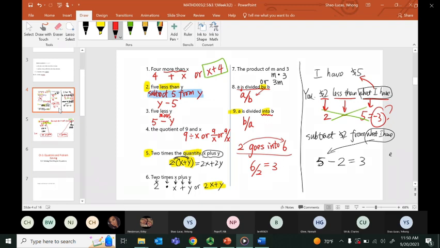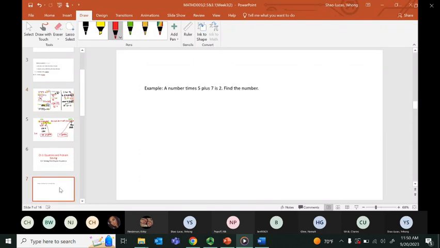I want to train you to translate from English to mathematical symbols. But now we have a complete problem. So you will be able to find out what that x is or what that y is. So a number times 5 plus 7 is 2. Find that number. It's not really a very complicated question.